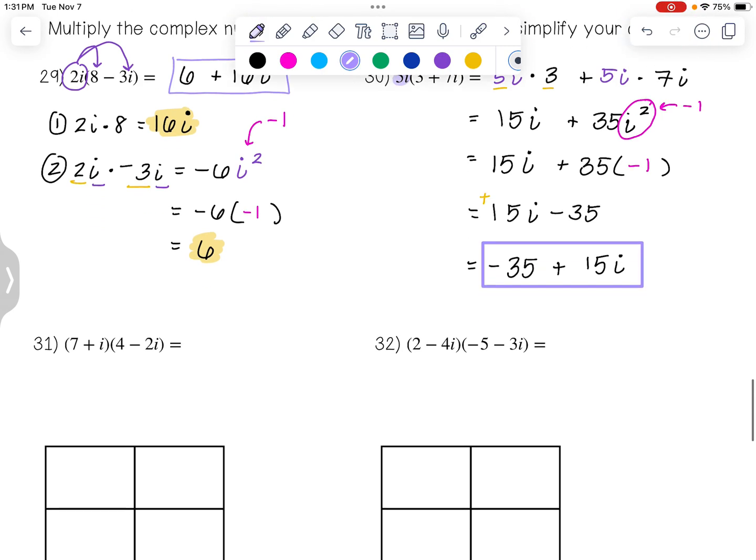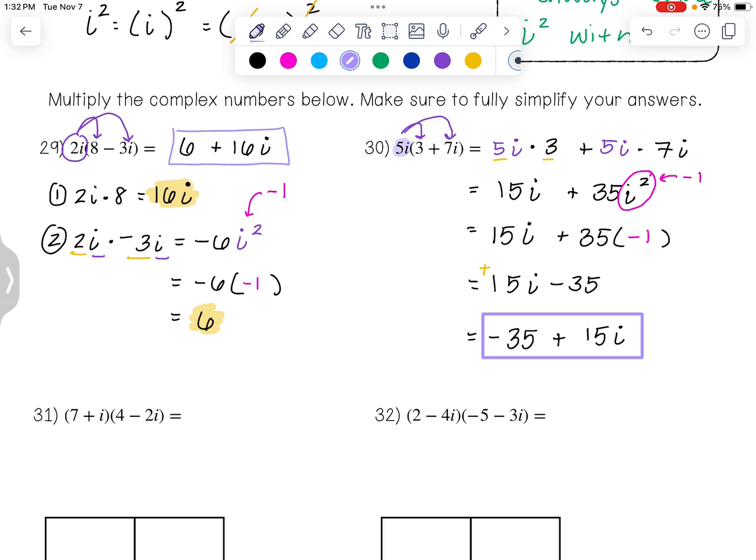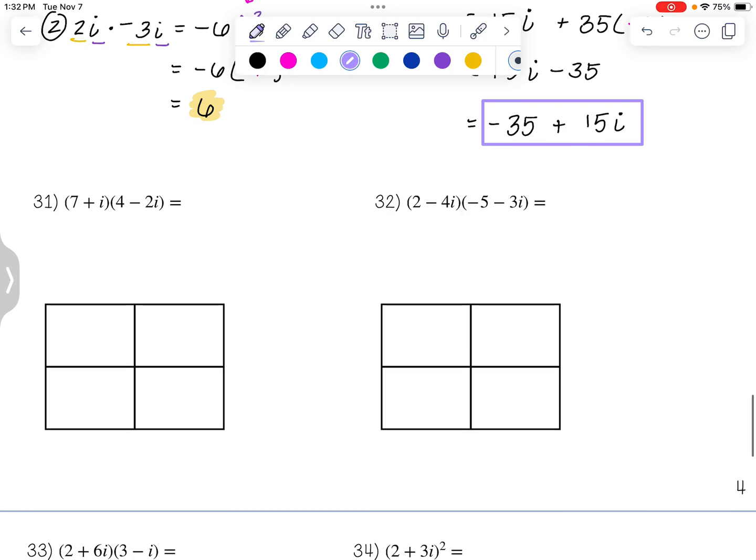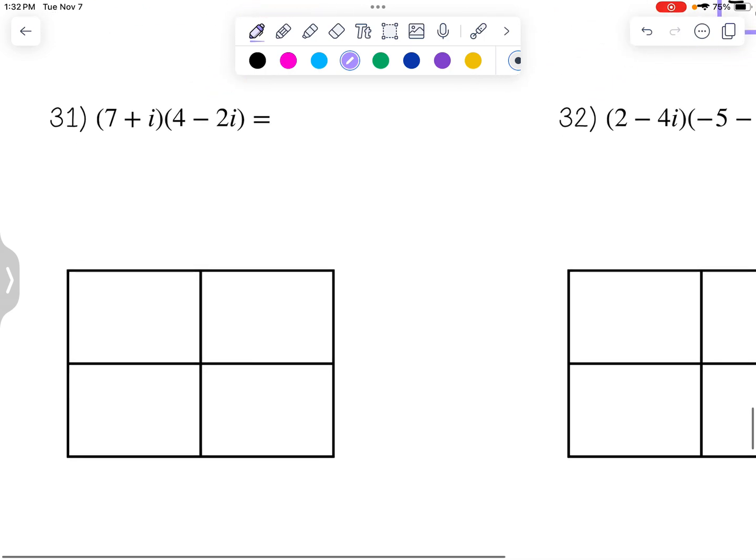Okay. So right, that's distributing with an i, but we can also FOIL with an i. We can do binomials. So a complex number times a complex number, we can use the box method or the FOIL method to multiply, just like when we did with binomial multiplication. So I'm going to use the box here to multiply.